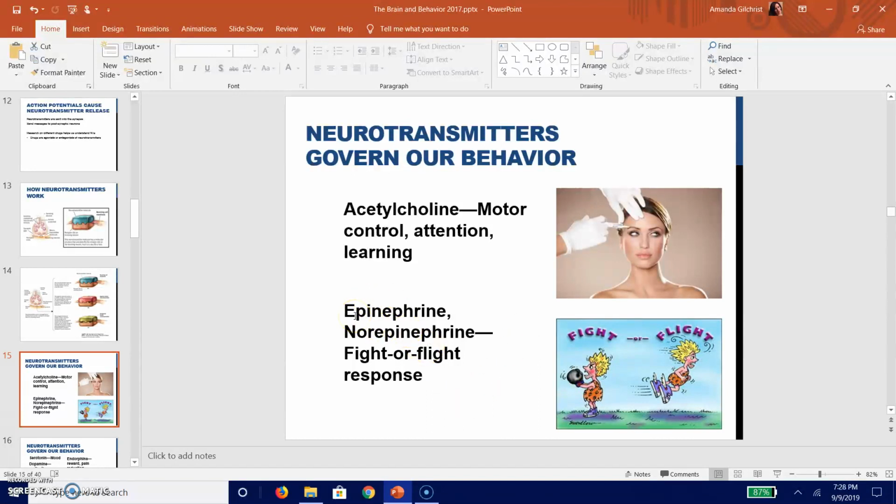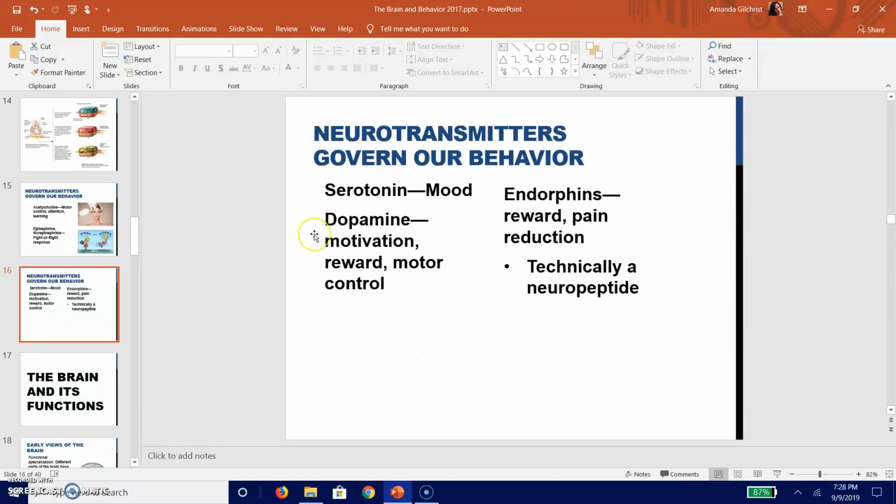We have neurotransmitters like epinephrine and norepinephrine, which are really critical for regulating our fight or flight response. They tend to spike when we're stressed or scared or we're being challenged by something. Serotonin is really critical for our mood. Dopamine is really critical for things like motivation, reward. So anytime that we do something that we enjoy or find particularly pleasurable, we're going to get a rush of dopamine from it. It's also critical for things like motor control. We have endorphins, those endogenous opioids. They are also very rewarding and they're also critical for pain reduction.